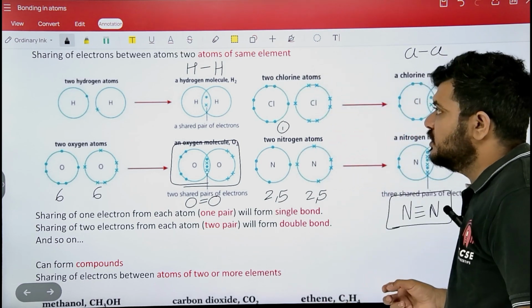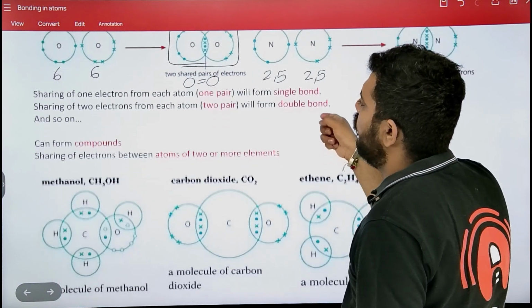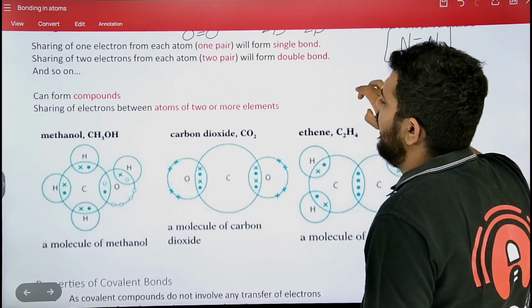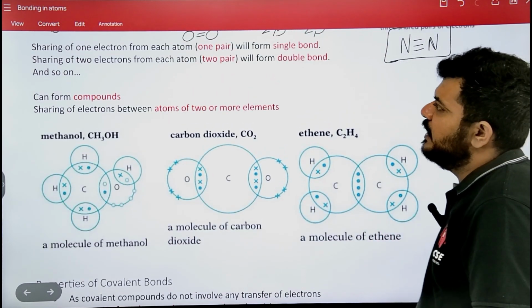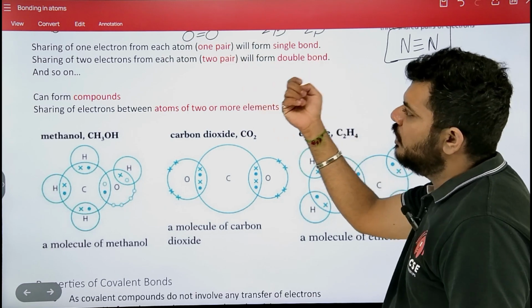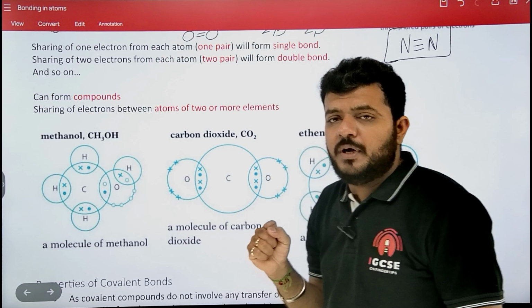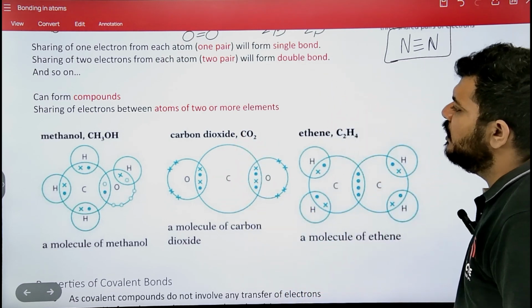I hope this is clear. Let's see what else covalent nature can do. Sharing of 1 electron from each atom, or 1 pair, will form a single bond. 2 pairs will form a double bond. Now they can also form compounds, with sharing of electrons between atoms of 2 or more elements.